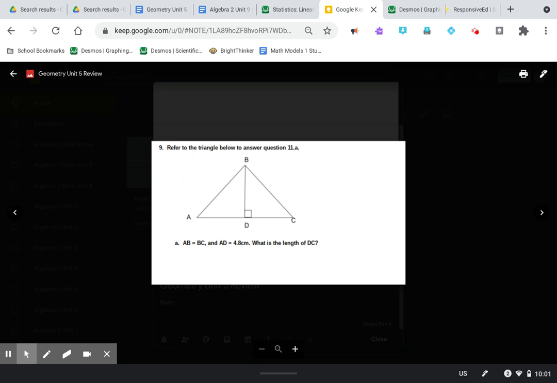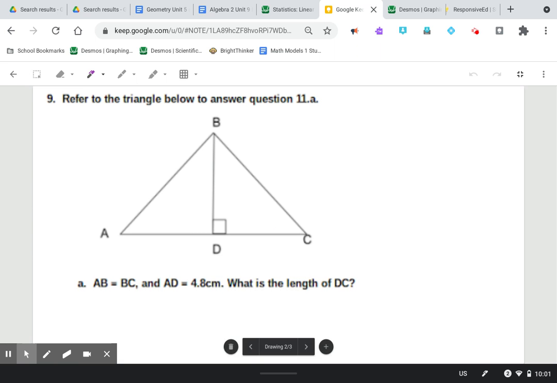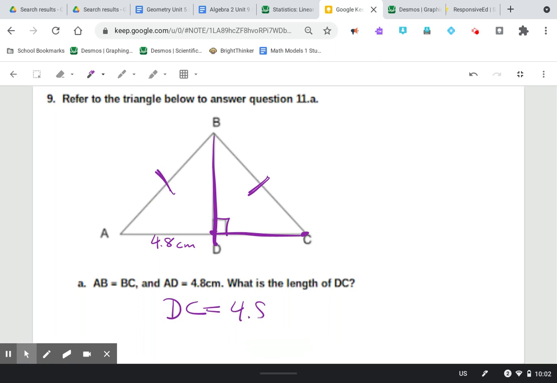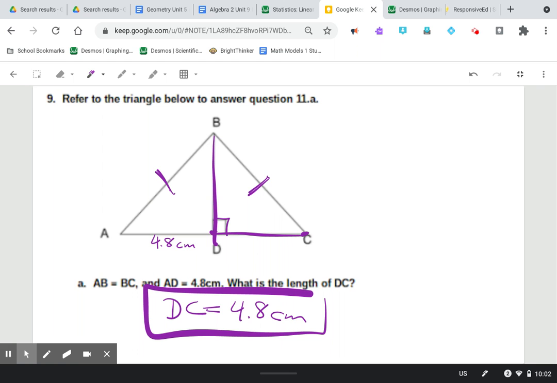This one actually has more to do with perpendicular bisectors. It says AB is equal to BC, which means these are congruent. AD is 4.8 centimeters. What is the length of DC? Well, it has to be the same. We did a lot of this back in lesson 1 and lesson 2, but because this is a perpendicular bisector and these sides are the same, DC is also equal to 4.8 centimeters. That's pretty much it.